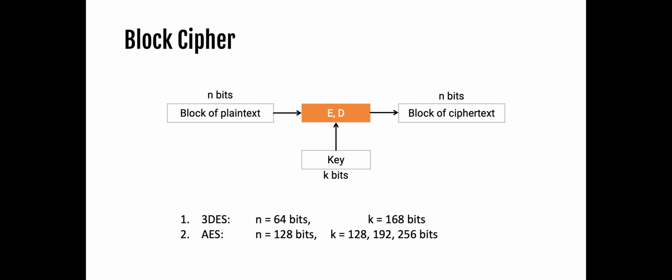So for example, for 3DES, which we will not mention in today's lecture. We're going to talk about DES for today's lecture, but not 3DES. So usually for 3DES, the size of the plain text is 64 bits, and the size of the key is 168 bits. And then for AES, usually the size of the plain text or the size of the ciphertext is 128 bits. And then the key can be either 128, 192, or 256 bits, depending on how secure you want. And usually the longer the key is, the more secure it is.